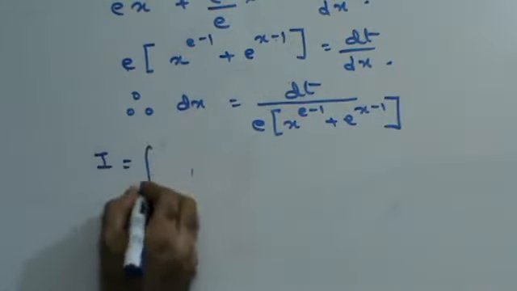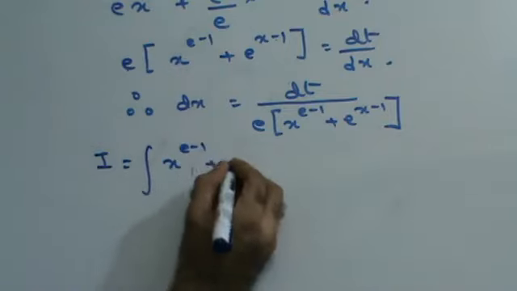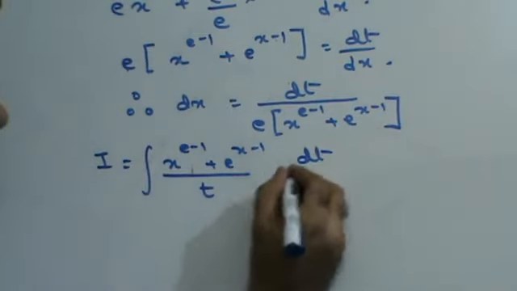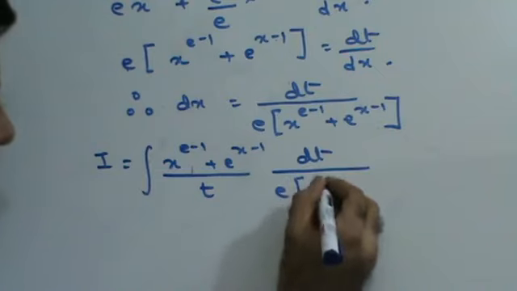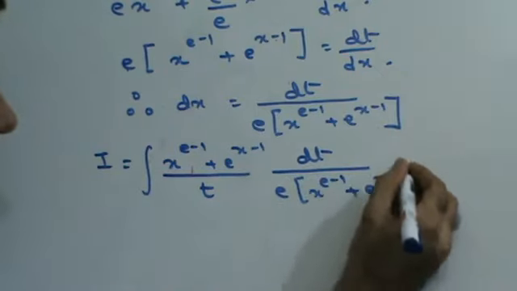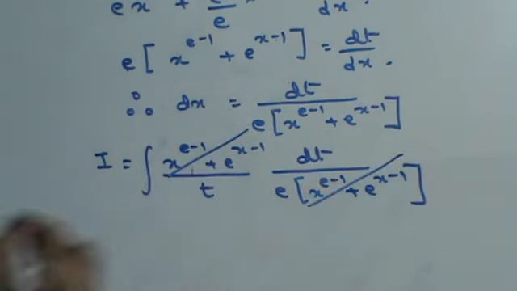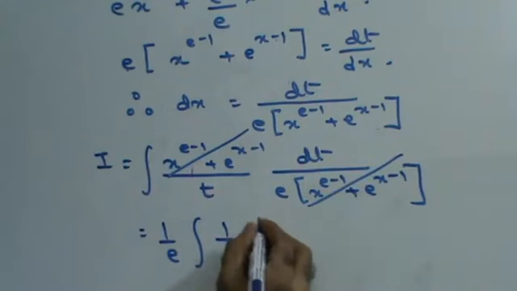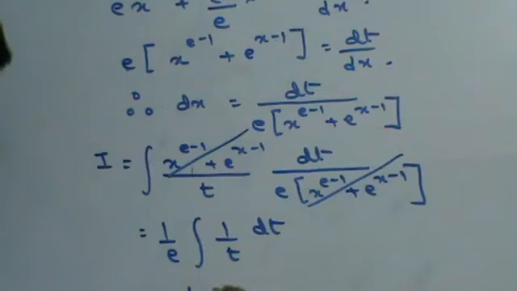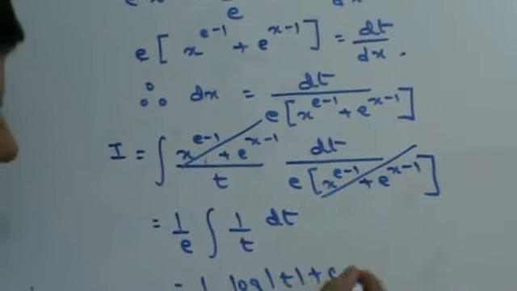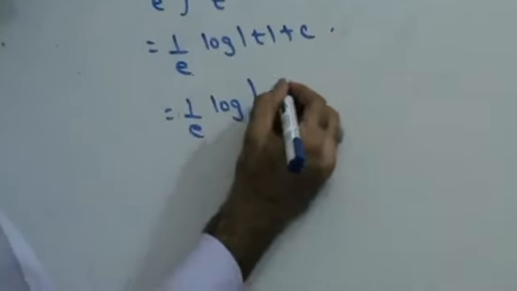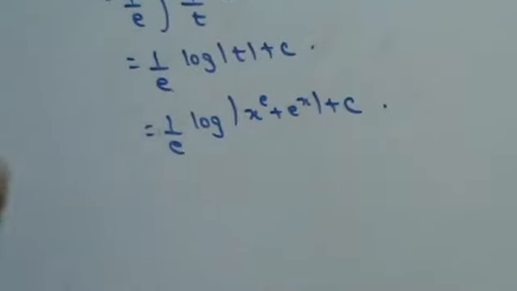So you can say I is integral of x raised to e minus 1 plus e raised to x minus 1 upon t. Dx can be written as dt upon e x raised to e minus 1 plus e raised to x minus 1. This and this gets cancelled. So this is going to be 1 upon e integral of 1 upon t dt. 1 upon e integral of 1 upon t is log mod t plus c. 1 upon e log mod x raised to e plus e raised to x plus c. Next, let's see another sum.